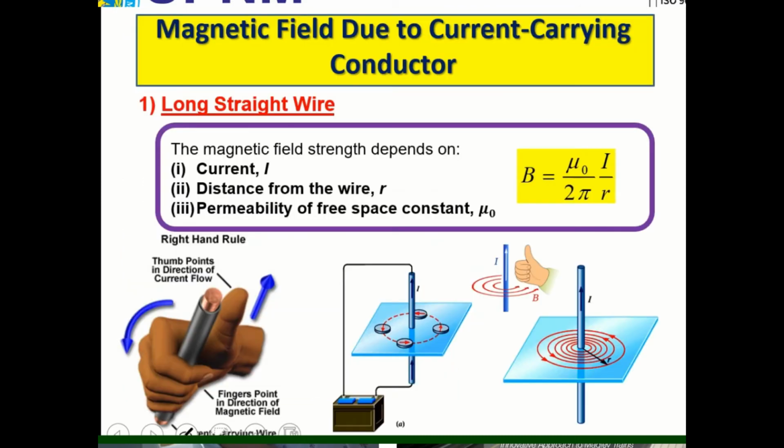Okay, so now we go to the first case of magnetic field. For the first one, current carrying conductor. So yang ni simple figure. Kita ada conductor wire, kita supply voltage. So apa akan jadi? So current akan flow in the circuit. So yang ni direction of current lah.